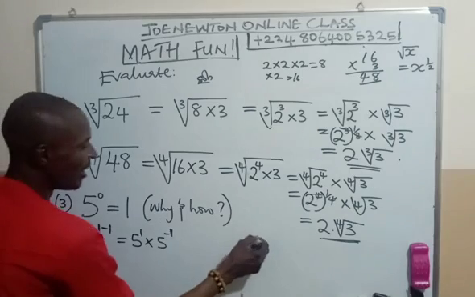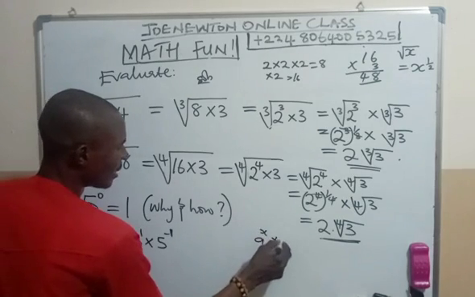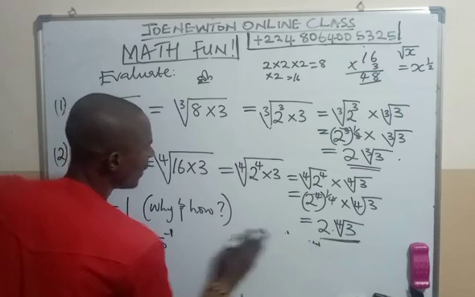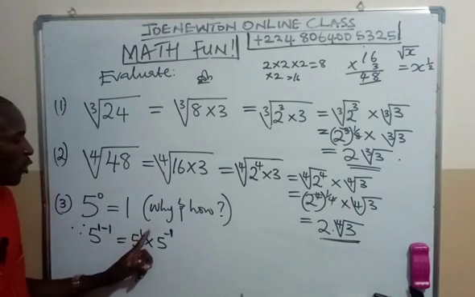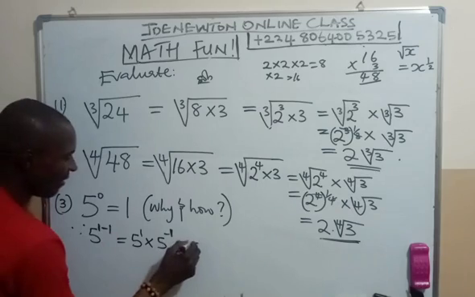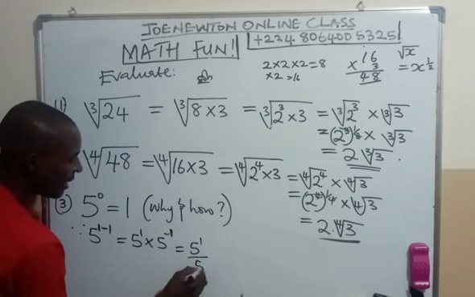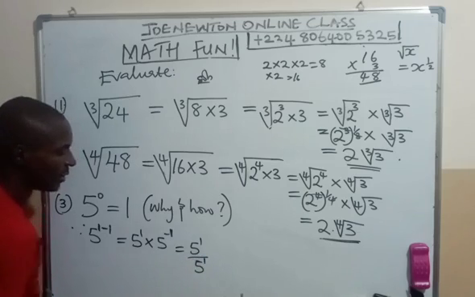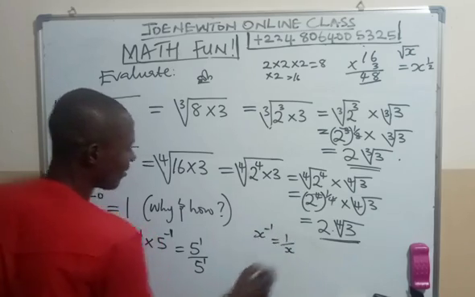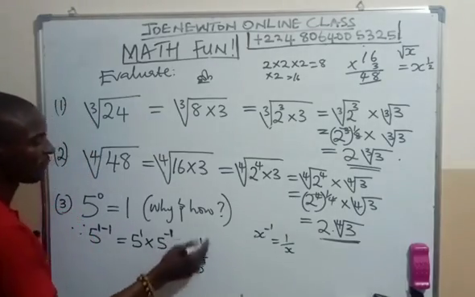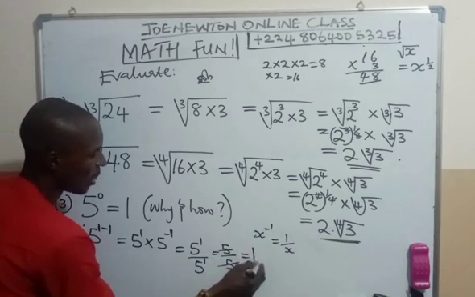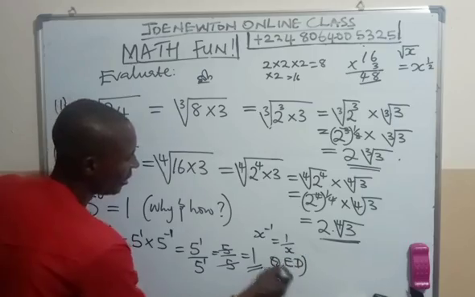Because in indices, we have a raised to the power x times a raised to the power y equals a raised to the power x plus y. Okay, with this now, so 1 plus minus 1 is 1 minus 1. Correct. So we continue. This will give us 5 raised to the power 1 over 5 raised to the power 1. Why is it so? Because in indices, if you have x to the power minus 1, it is equal to 1 over x to the power 1. So this is 5 raised to the power 1 over 5 to the power 1, which is equal to what? 5 over 5. And they will give you what? 1. Q.E.D. So this is the proof.